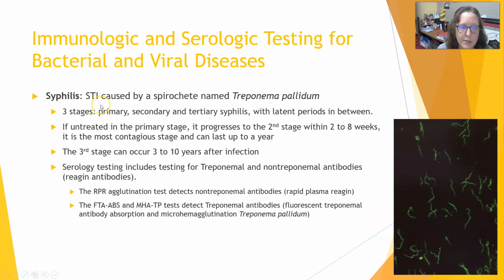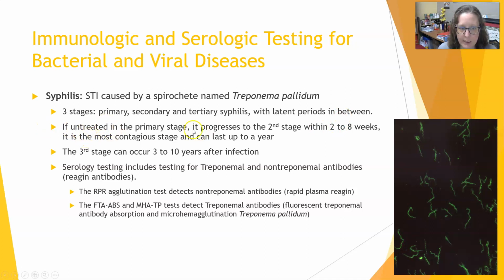Next is syphilis. It's a sexually transmitted infection that's caused by another spirochete. This one's named Treponema pallidum, so this is also a bacteria. And it also likes to hide, and it's really hard to culture, so we tend to test for antibodies instead. It has 3 stages: primary syphilis, secondary syphilis, and tertiary syphilis, and it has latent periods in between where there won't be any symptoms and everything's kind of dormant.